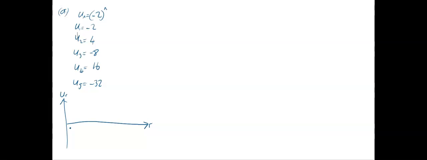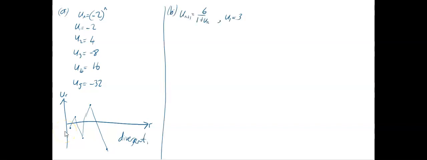When r is equal to 2, it was 4. When r is equal to 3, it was minus 8. When r is equal to 4, it was 16. When r is equal to 5, it was minus 32. So there we've got our terms. If we just link those up with a wee line, you can see they go very roughly like that, and they're getting more and more spread out. So it is clearly divergent.